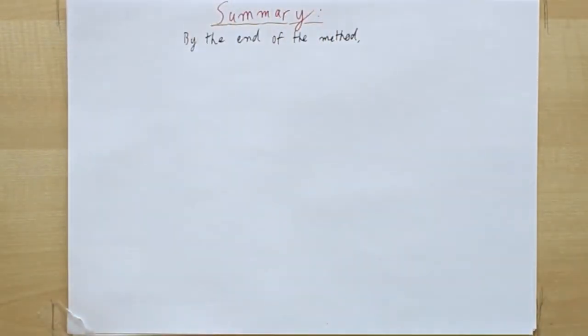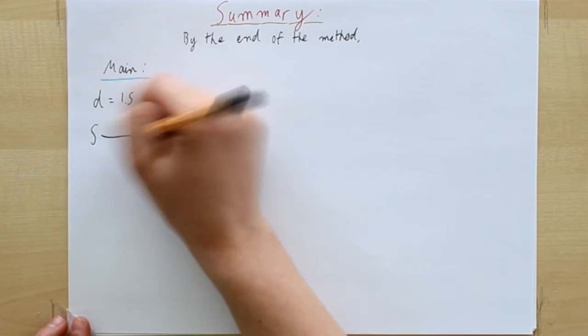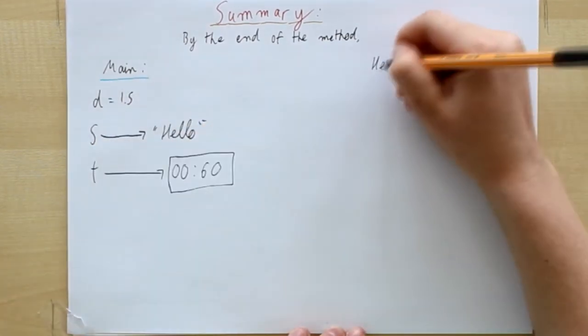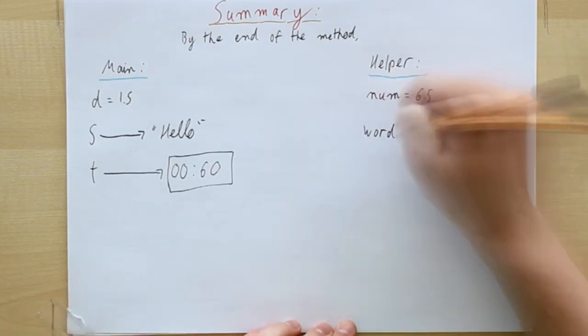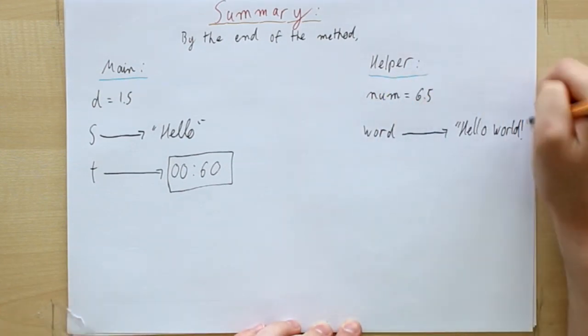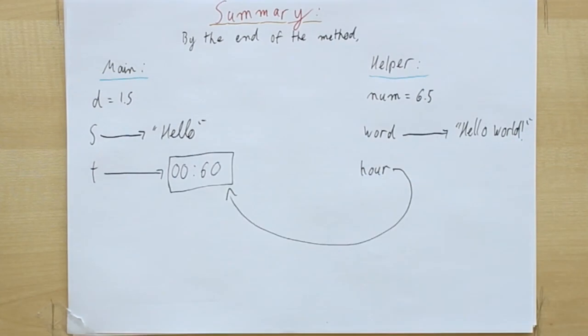So by the end of running the passing by value PBV method, num will have a value of 6.5. Word will have a value of hello world. Hour will have a value of 60 minutes. D, however, will still have a value of 1.5, and S will still have a value of hello. Time refers to the same object as hour, and therefore both of them will have a time of 60 minutes.